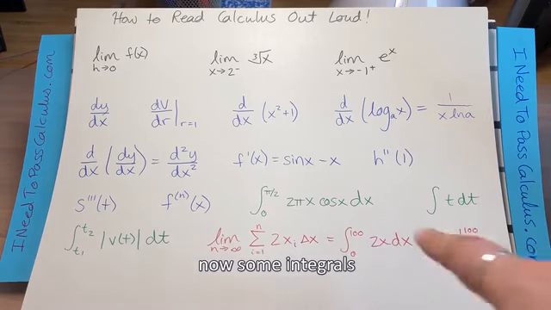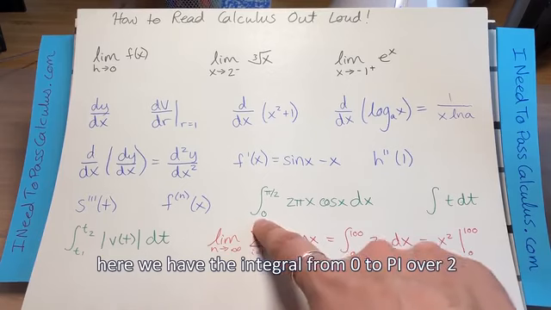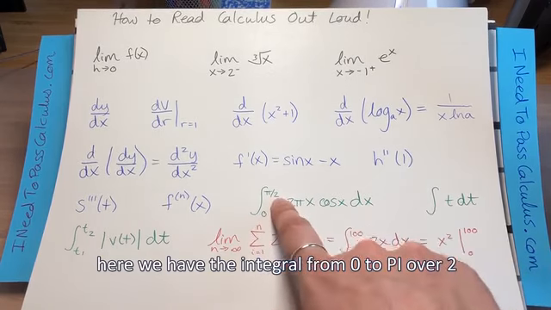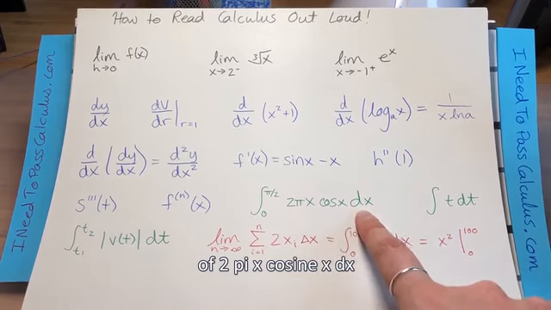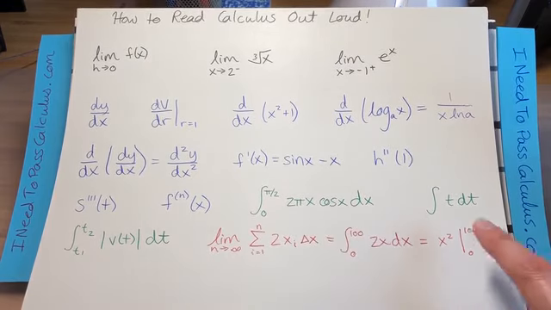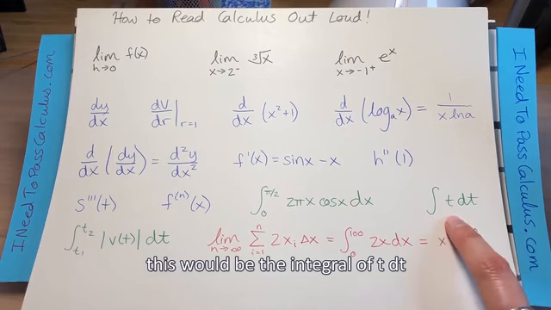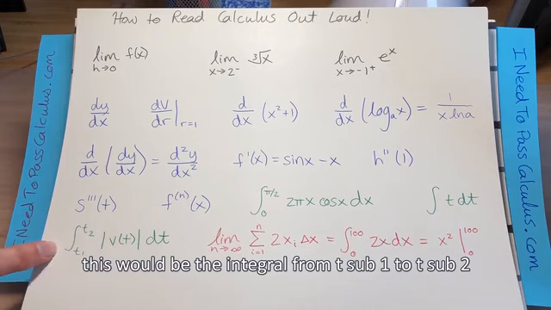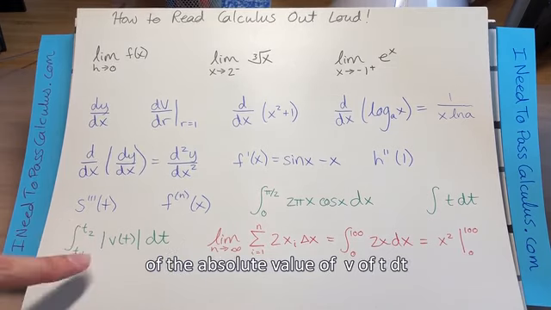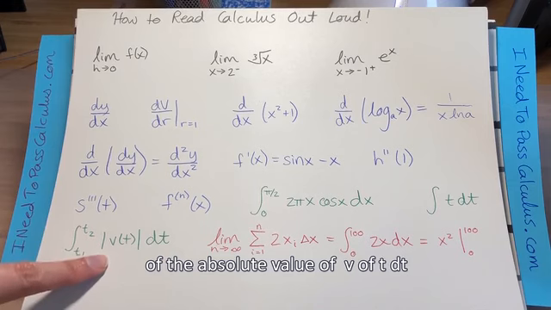Now some integrals. Here we have the integral from 0 to pi over 2 of 2 pi x cosine x dx. This would be the integral of t dt. This would be the integral from t sub 1 to t sub 2 of the absolute value of v of t dt.